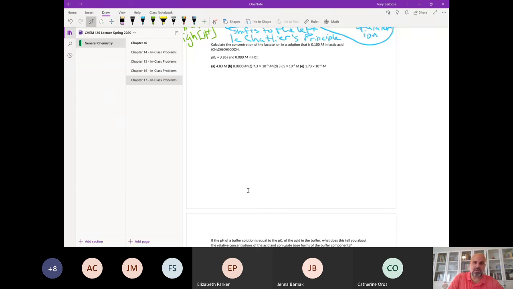Think about what equation we're looking at, the equilibrium equation. Draw out your equilibrium equation first. Yes, the concentration of lactic acid is 0.100 molar, correct.